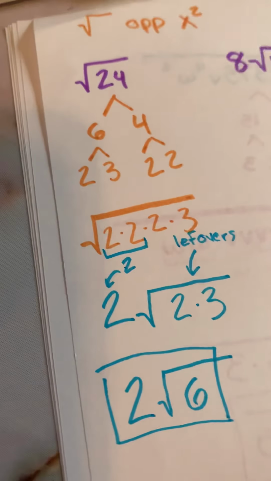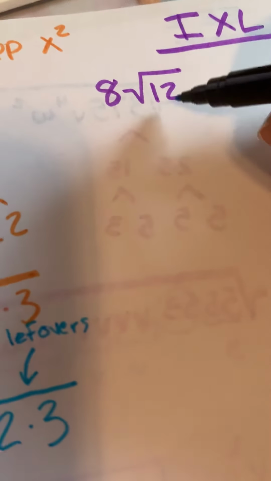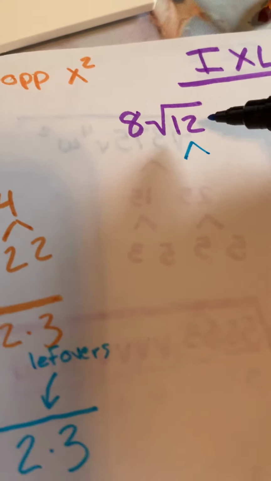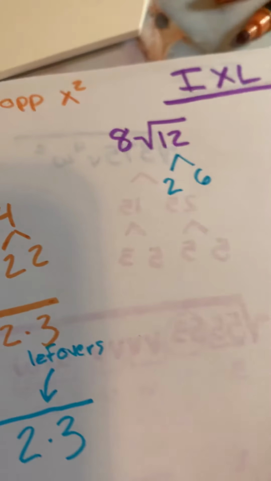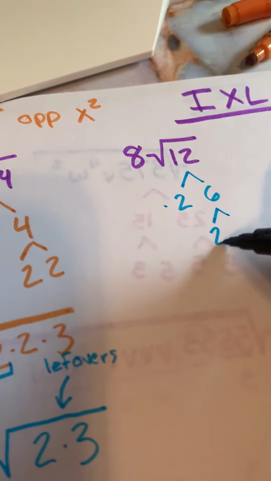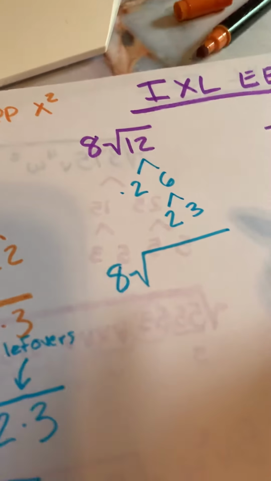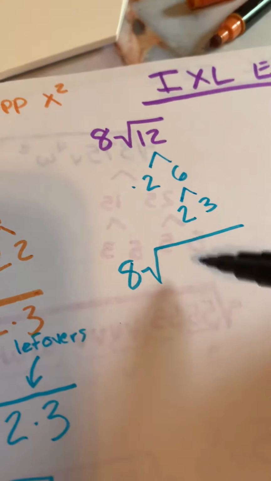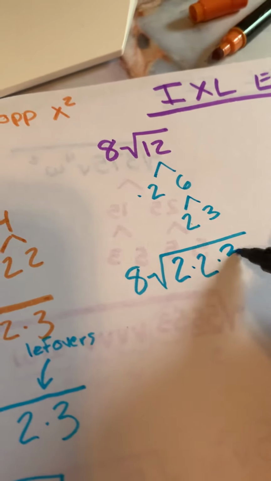And that's how you do that problem. For our next one, I've got 8 square root of 12. This one already has something on the outside, so we're still going to do the inside like we did. We look at 12 and think, what makes 12? 2 times 6 is 12. 2, that one's done. 6 needs to become 2 times 3. When I make my list, I bring that 8 down. In my square root, I've got 2, 2, and 3 on the inside.